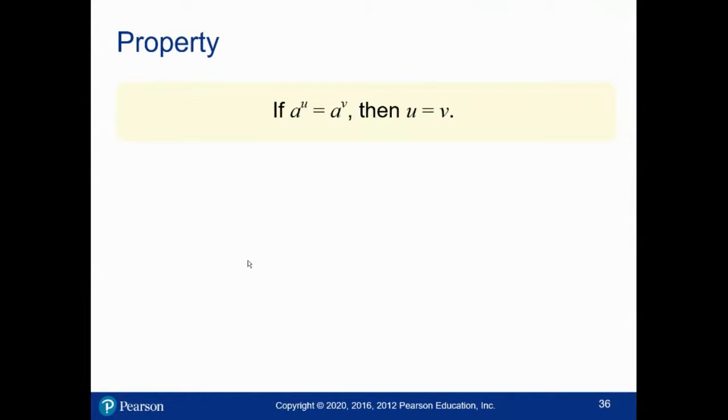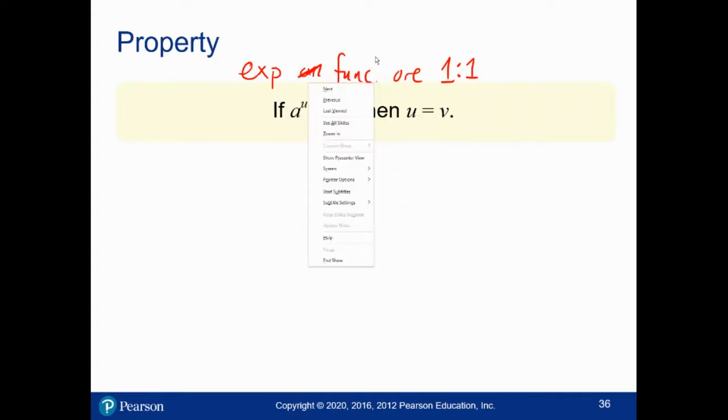So play around more with exponential functions. There's many examples in the book and practice problems. The next property of exponents that's handy to know, since exponential functions are one-to-one, because they're either increasing or decreasing according to whether a was bigger than 1 or less than 1. Remember, we don't let a equal 1, and we certainly don't let a be negative. So exponential functions are one-to-one.